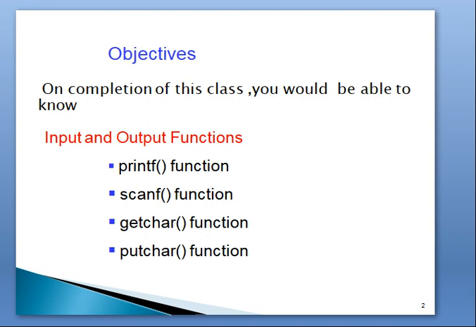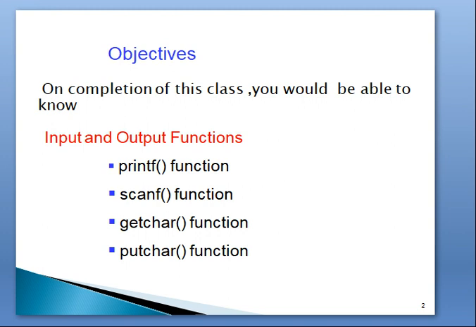In the same manner, input and output functions are available in the C programming language. Input functions are used to feed the data to the program. To give the input to your program, we use input functions. Output functions are used to display, to show the resultant value on the screen.